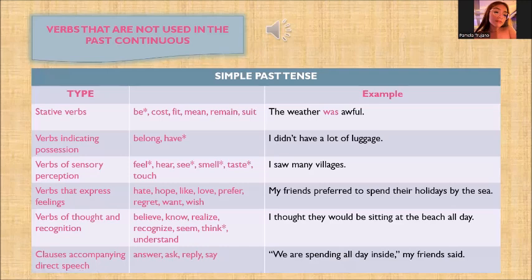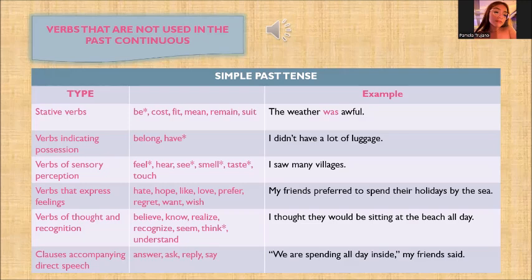Be careful, the following verbs are not generally used in a progressive form. Static verbs as be, cost, feed, mean, remain, should. For example, the weather was awful. Verbs indicating possessions as belong or have. For example, I didn't have a lot of luggage.